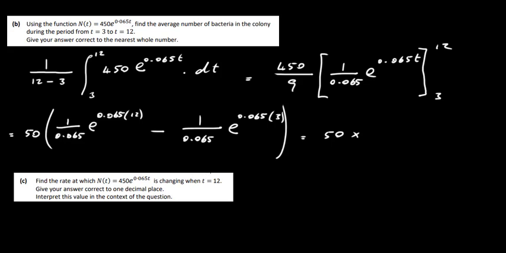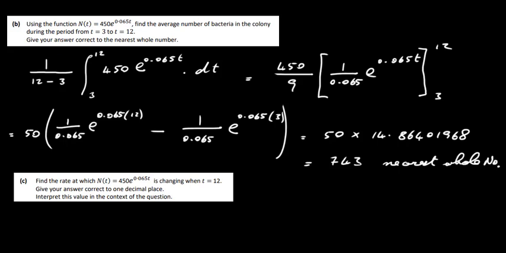You can do all of this on your calculator, but what you get when you do it anyway is 14.86401968, and finally when you do that you get 743, and that's to the nearest whole number. Okay, and that's it. So the average number of bacteria in the colony during the time period 3 to 12 hours is 743. Okay, so part C then is the next one.